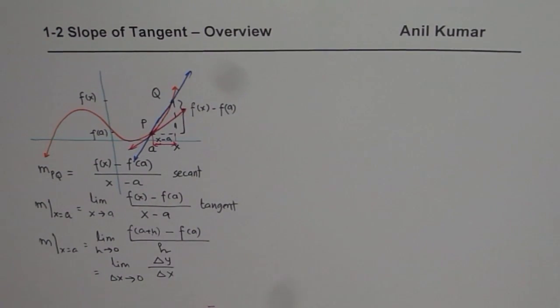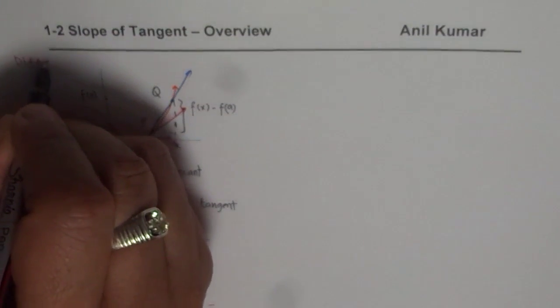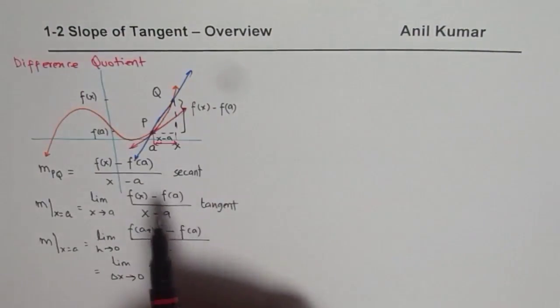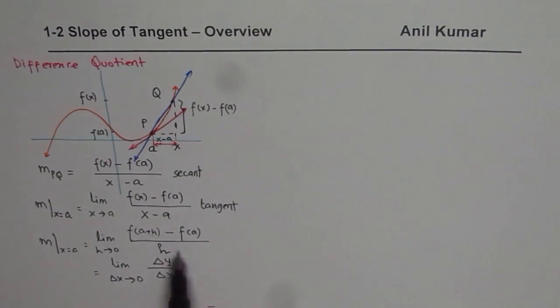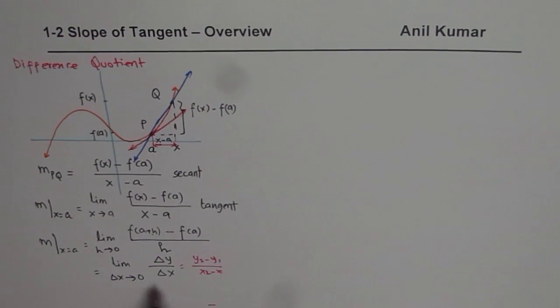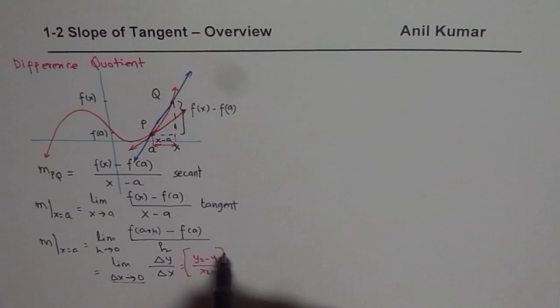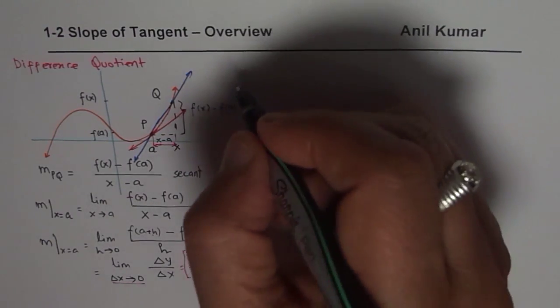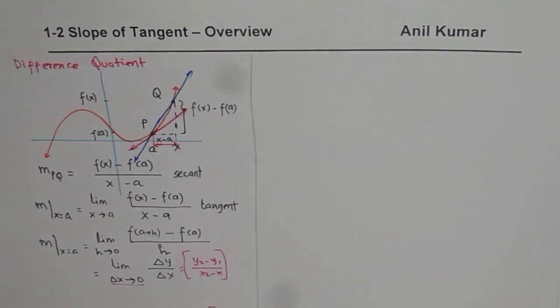So in whatever form you write the equation, it is basically the change in y value divided by the change in x value, which in general we call the difference quotient. The difference quotient is y2 minus y1 over x2 minus x1, delta y over delta x. That is how you could find the slope of the tangent at any given point on the curve, right? So that is the algebraic solution.